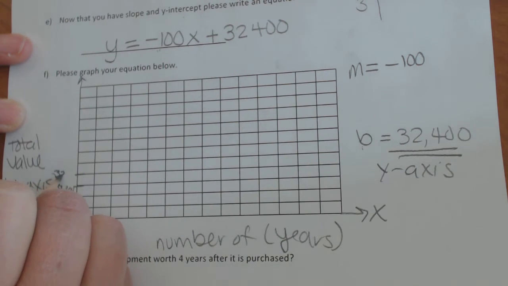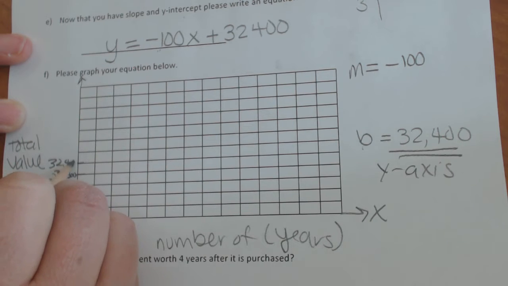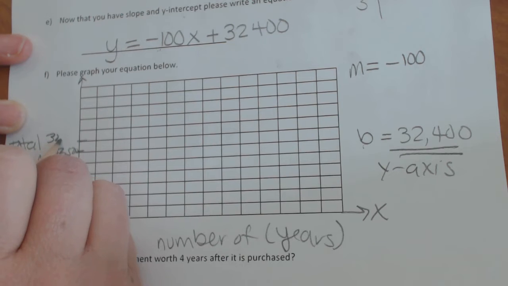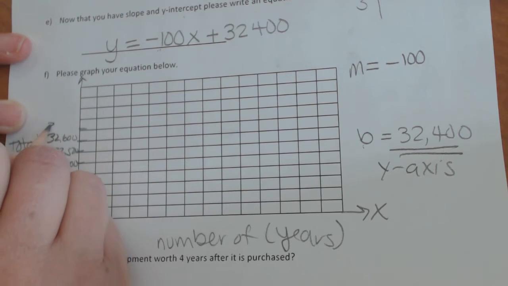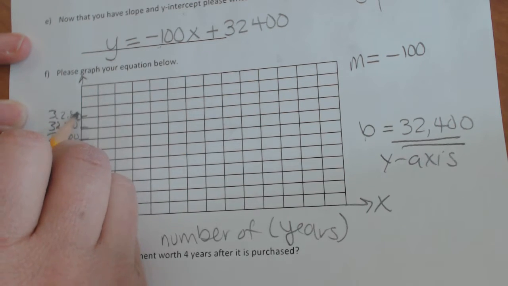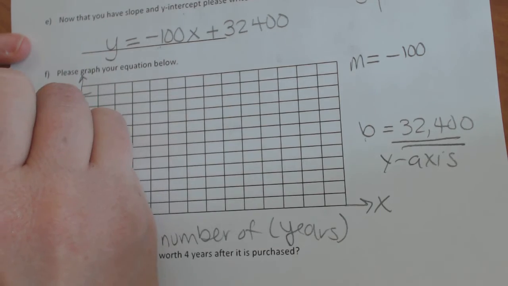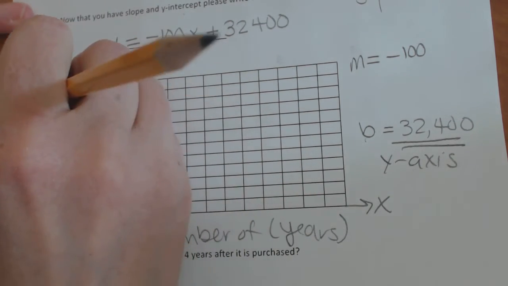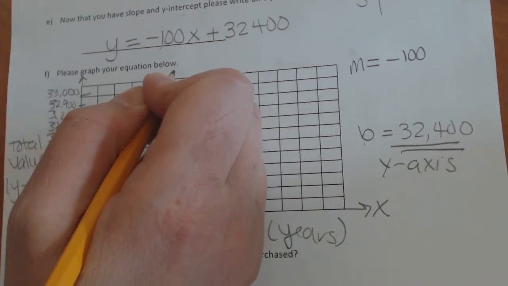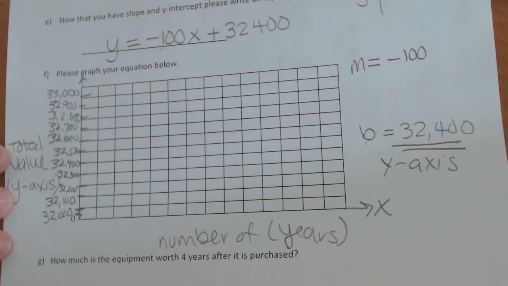32,200. Sorry, it's a little squished. 32,300, 32,400, 32,500, 32,600, 32,700, 32,800, 32,900. It would be really nice if I actually wrote these numbers on the paper for you. And then 33,000 is the last one. Okay, so I started at 32,000 and I counted by 100s.